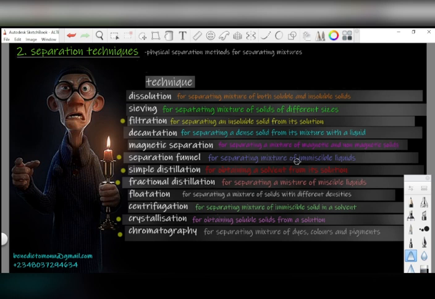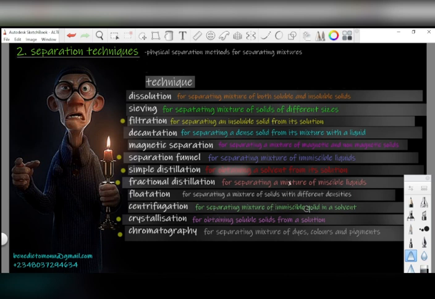Separating funnel will separate immiscible liquids. While simple distillation is not just separating, but it's used to obtain, the key word here, solvent from a solution. And then we have fractional distillation that is used to separate a mixture of liquids that are miscible. And then we have flotation for separating a mixture of solids with different densities. One will float when you put water in the mixture, and one will just sink to the bottom.